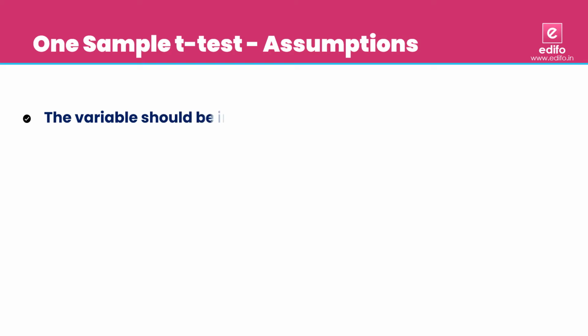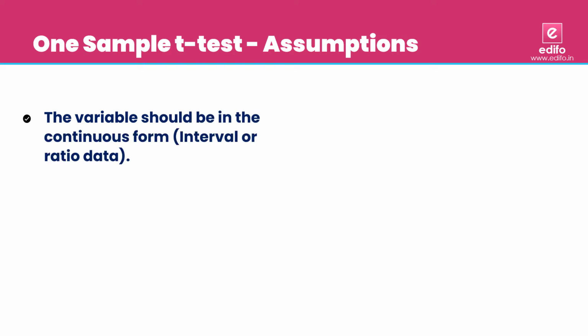The first assumption is that the variable should be in the continuous form, or we can say in a quantitative form, that is the interval or ratio data. So the data should be collected in a quantitative form, not in a qualitative form. The categorical and ranked data are considered as qualitative data, but you need to collect the data for t-test that should be in interval or ratio data. Nominal or ordinal data cannot be used for conducting a one sample t-test.